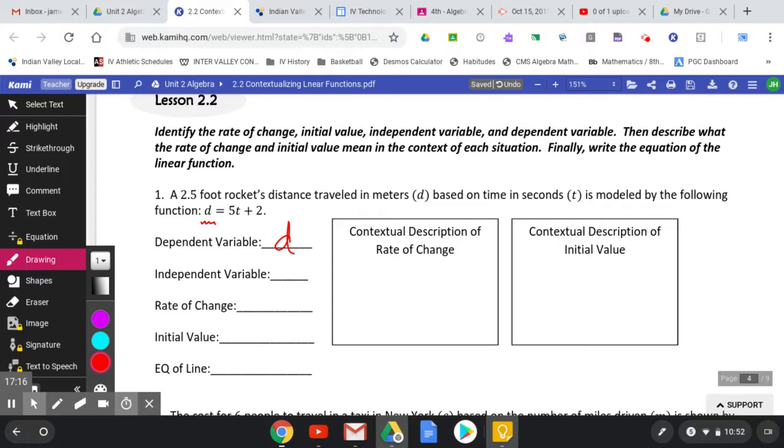Okay. I want you to look at this one this way. What if that equation wasn't there? What if that equation wasn't there? Mia?